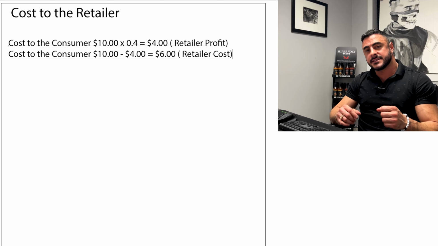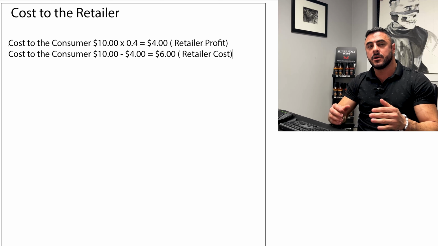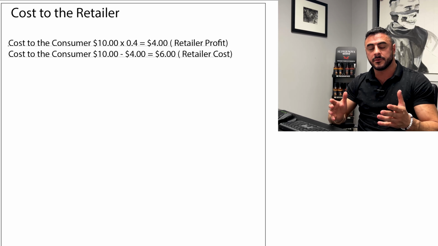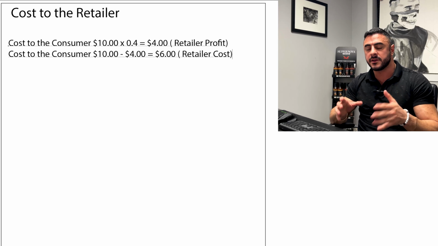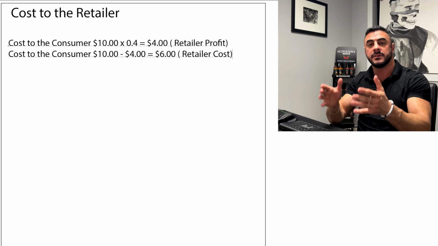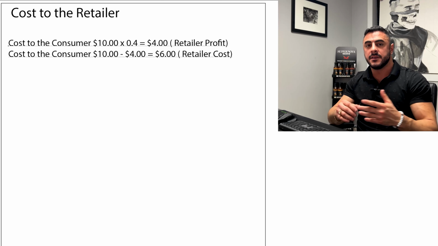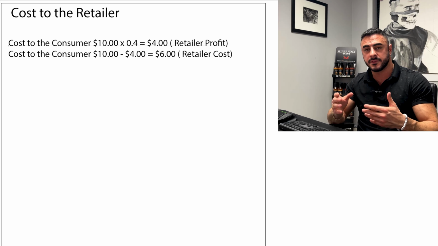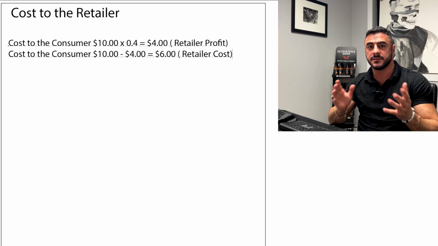Now, the next thing we're going to calculate is called the cost to the distributor, because you're going to have to pay, in some cases, a distributor to take your product to the retailer in order for the retailer to sell it to the customer. You're going to have to pay the distributor for this, and there's also a margin required for the distributor because they have to make a profit as well.